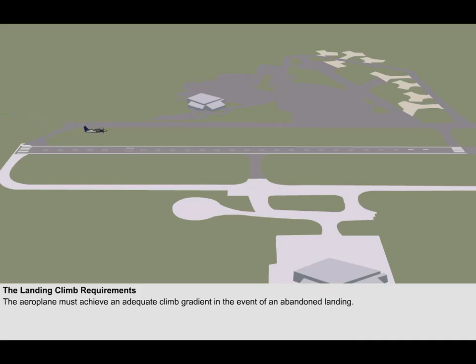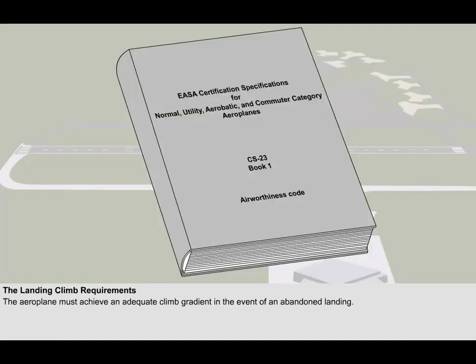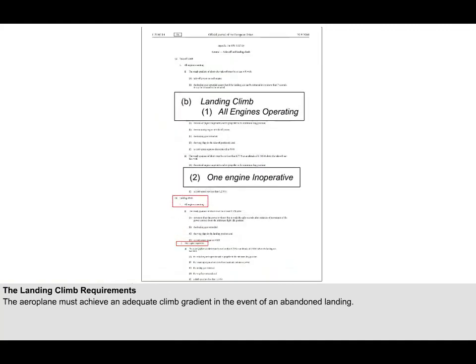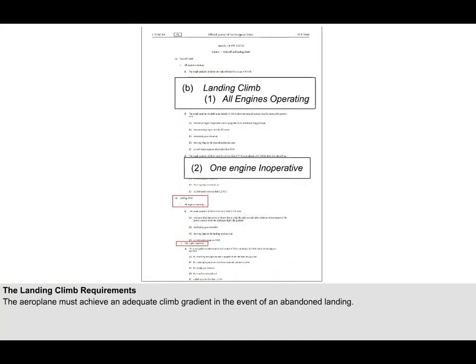If, for whatever reason, a landing was not possible, then the aeroplane should have a level of performance that would enable it to climb safely away from the airfield. This must be possible with either both engines operating or with one engine inoperative. The landing climb requirements originate from the certification specification rules in CS23, but are adopted in a brief format into EU OPS 1. EU OPS 1 divides the landing climb requirements into all engines operating and one engine inoperative.